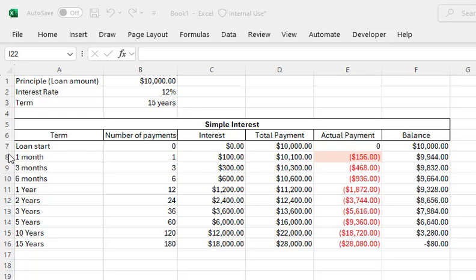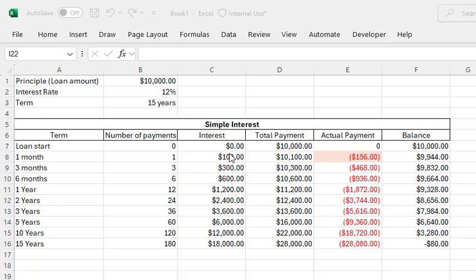Okay, so simple interest, we've got loan start and number of payments. We're going to go through 1 month, 3 months, 6 months, 1 year, 2 years, 3 years, 5 years, 10 years, and 15 to show you. This is just how many months are in each of these for payments. Obviously in 1 month there'll be one payment, versus the loan start, where you didn't pay anything yet. That's assuming zero down. Obviously, if you had put money down, that'd be different.